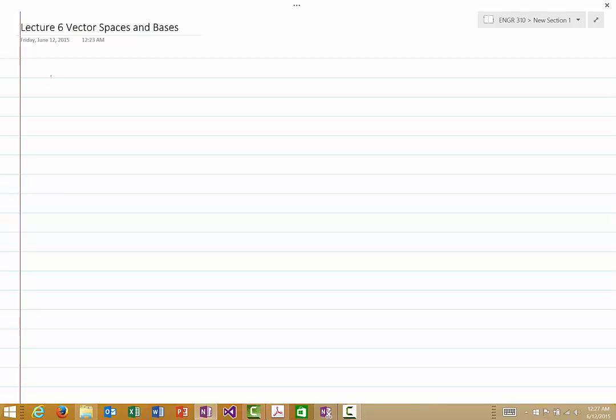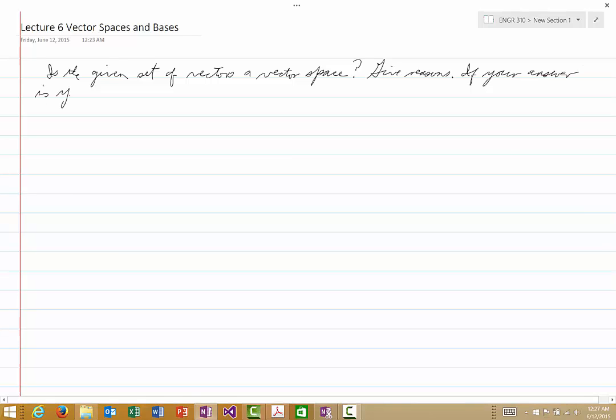The instructions are as follows. It says, is the given set of vectors a vector space? So that's the first question, and it says give reasons. And then after that, it says if your answer is yes, determine the dimension and find a basis.